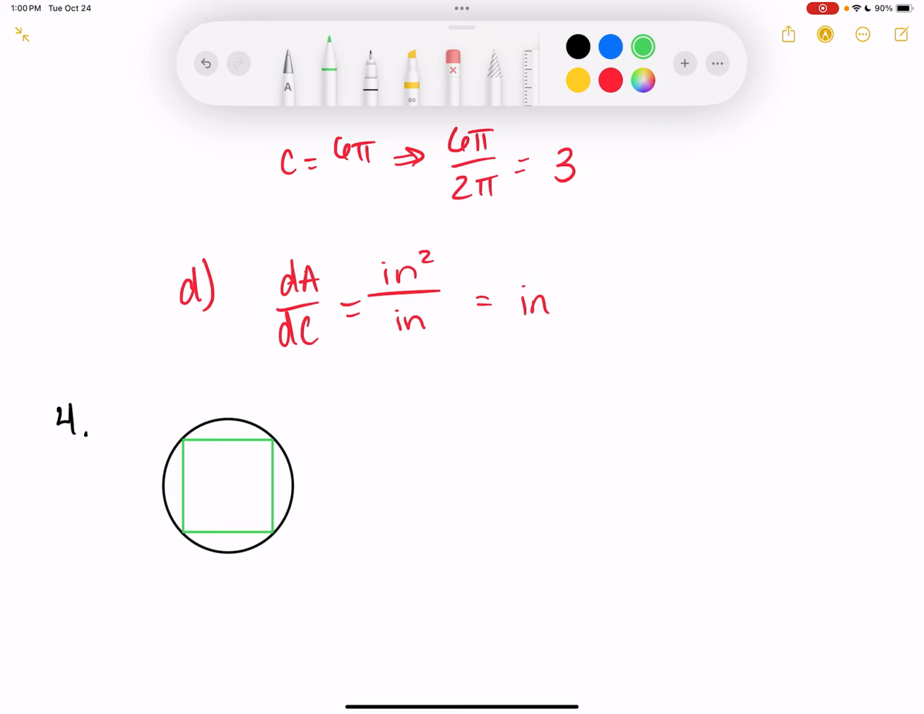I can tell. Alright, a square of side length S is inscribed in a circle of radius R. So that means half the diagonal of the square is R.